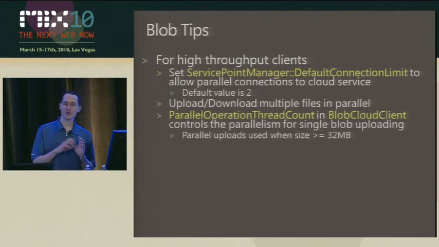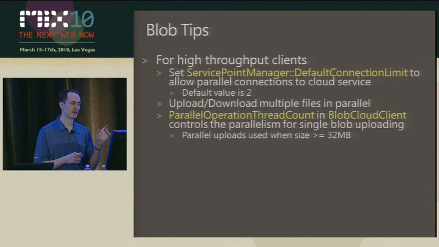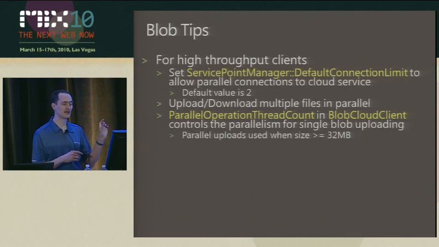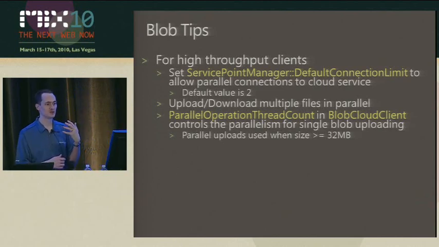But if you actually have some large files you want to get up into the cloud faster, we do have this option that allows you to specify, for this large file, how many concurrent uploading requests do I want to execute. So you're able to set with your blob client object the parallel operation thread count to, let's say, 4. This means that we'll actually use 4 concurrent requests to actually upload your blob.